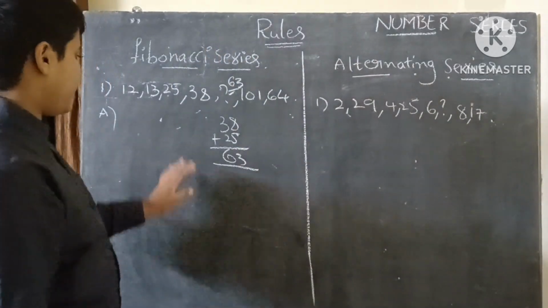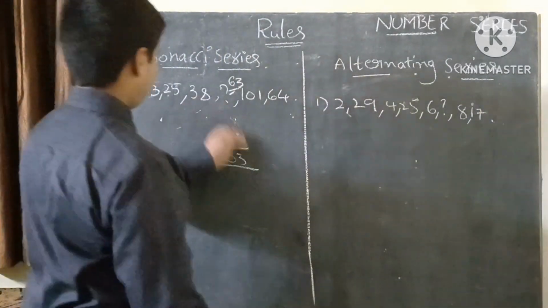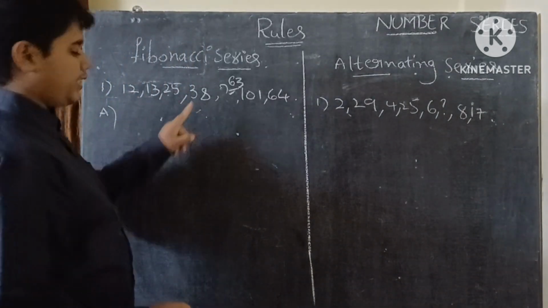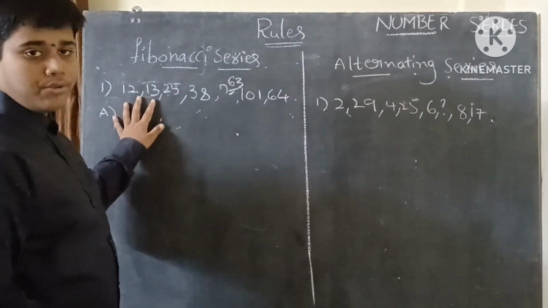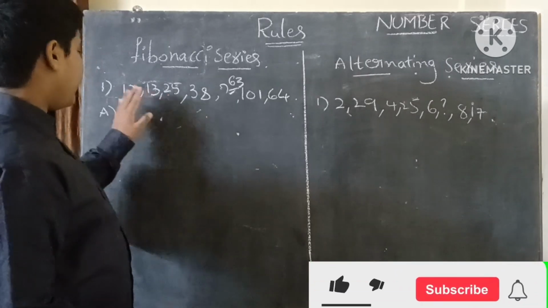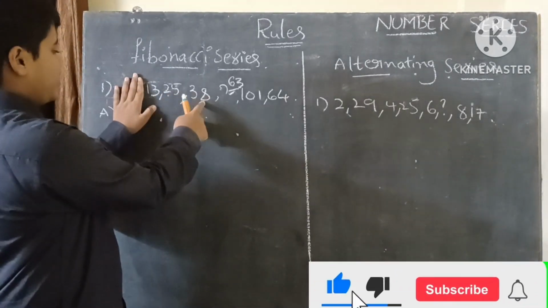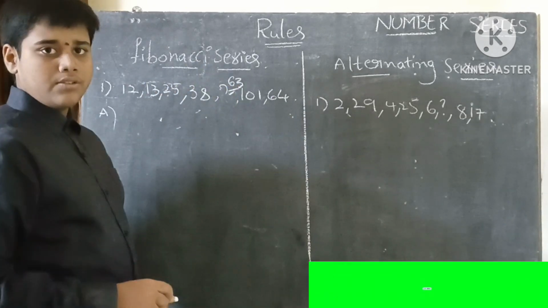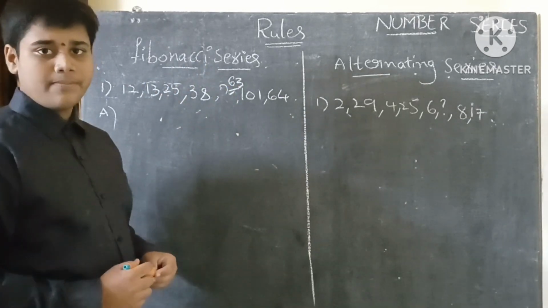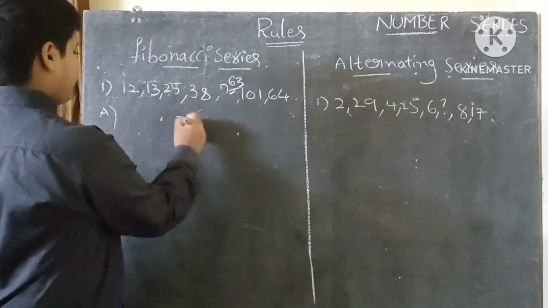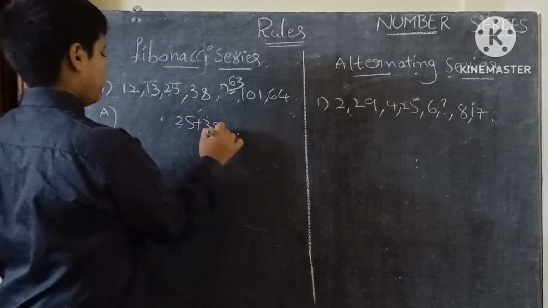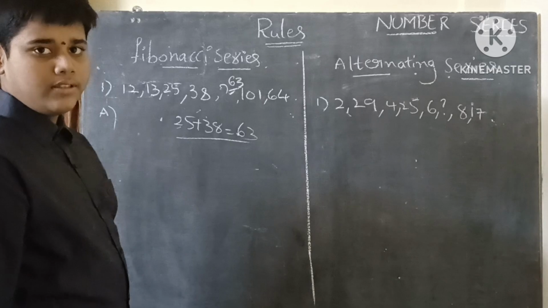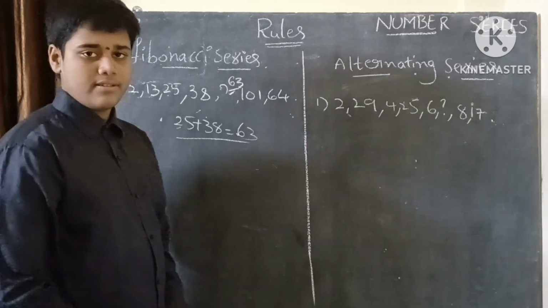Okay, I'll explain again. 12, 13, 25, 38. Here if we add these two, it becomes 25. And if we add these two, it becomes 38. And if we add these two, it becomes 63. So this is a Fibonacci series. Okay. So here 25 plus 38, it becomes 63. So this is Fibonacci series.